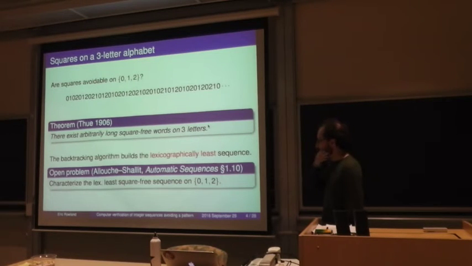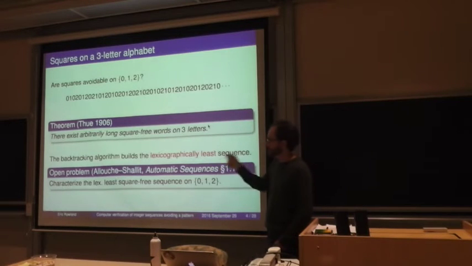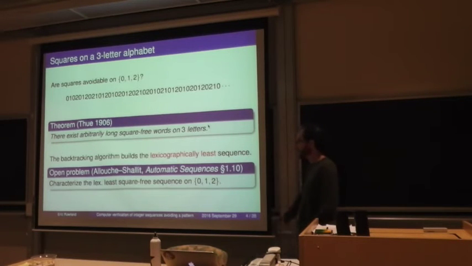So here's an open problem. Characterize this sequence. Of course, what do you mean by characterize? Of course, it already has a characterization as the lexicographically least square free sequence on 3 letters. But I think the idea is, can you say anything about the structure of the sequence? Can you compute the nth term in a time that's faster than just writing out, starting from the beginning and running the backtracking algorithm? So this is an open question. Or maybe get a similar construction to the original. Or maybe get some other construction.